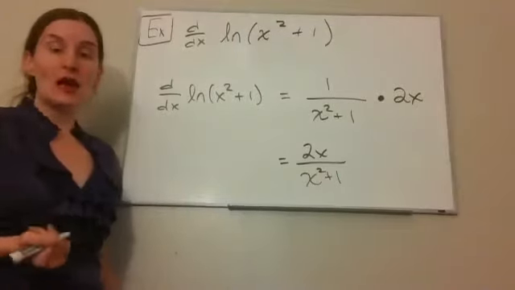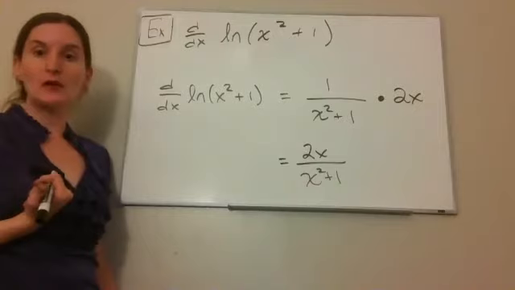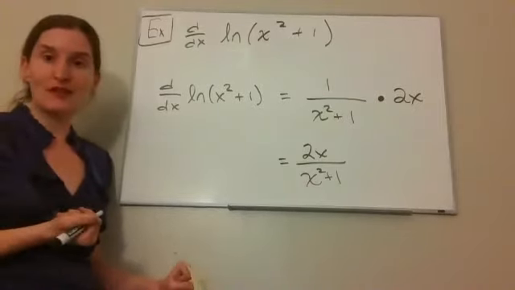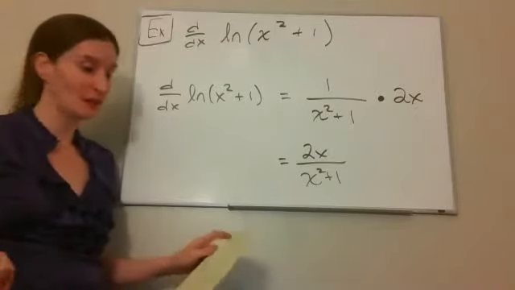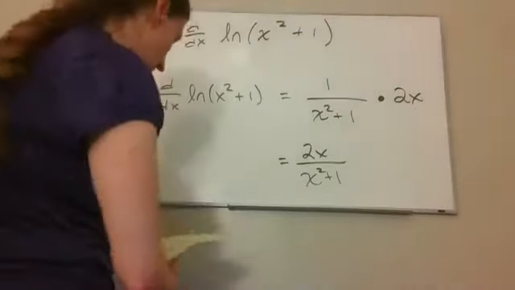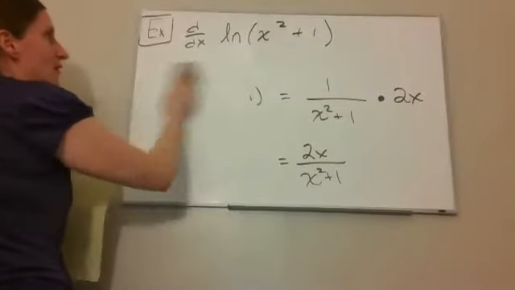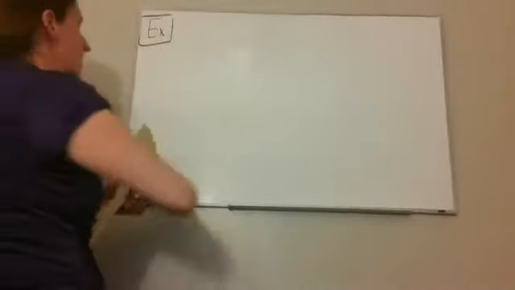So again, if you have a natural log of more than just x, you use your chain rule, and it becomes 1 over the stuff in the parentheses times the derivative of the stuff in the parentheses. All right, so that one wasn't too bad. Let me do another one just like that before we do a harder problem.